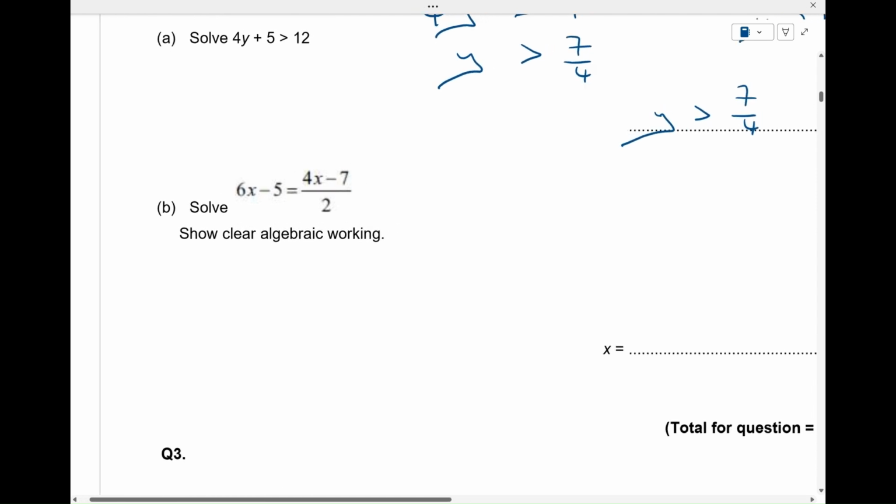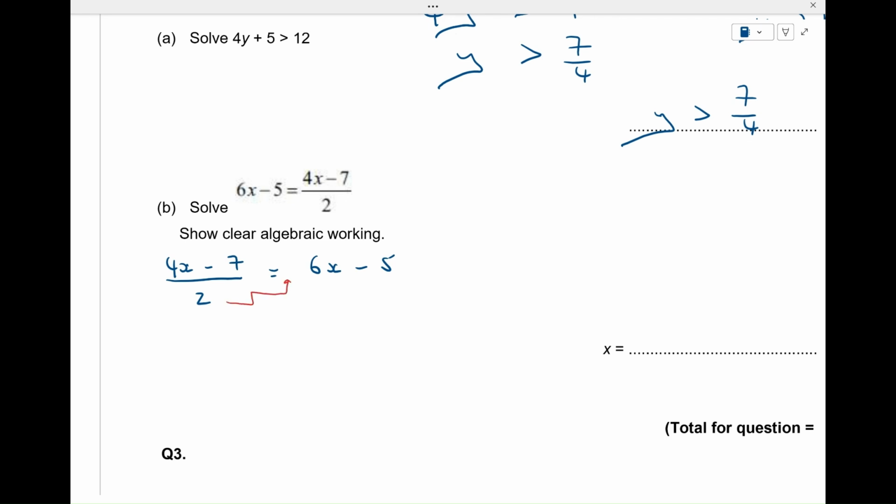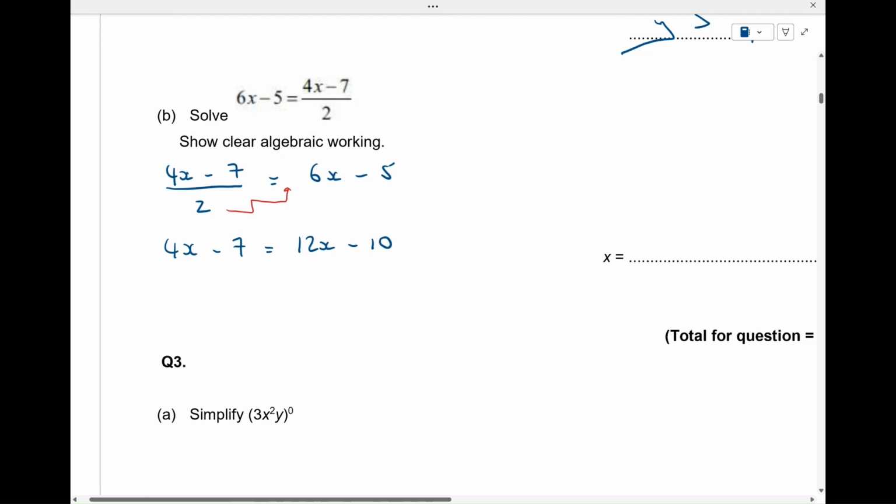Right, part B. Now, I'm going to write this the other way around to start with. Now, on the left-hand side, I've got to divide it by 2, so I'm going to multiply both sides by 2. Or, if you prefer, I'm going to escalate up the 2. So I'm going to multiply the left-hand side by 2, and then I'm going to double the right-hand side as well. Make sure you double the whole right-hand side. Now, this is an equation with x's on both sides. See which side has the fewest and get rid of them. This side has the fewest. It's got 4x. So I'm going to minus 4x from both sides.